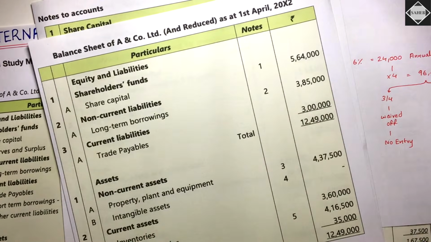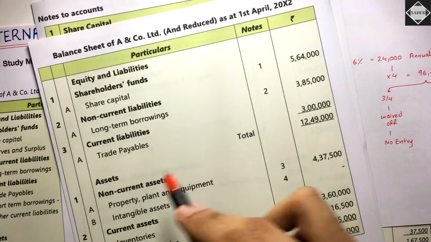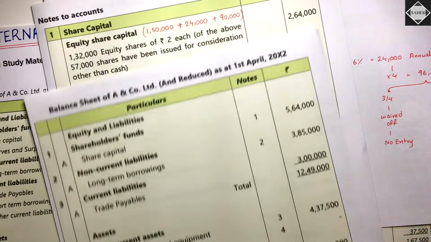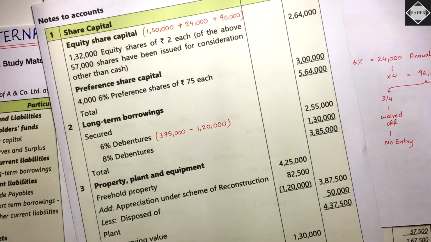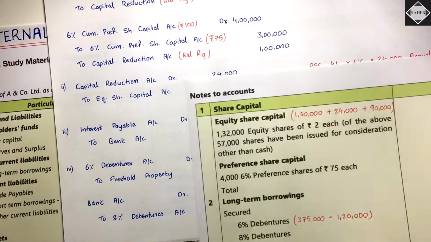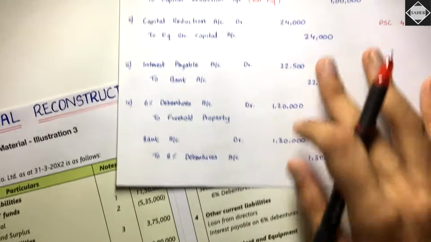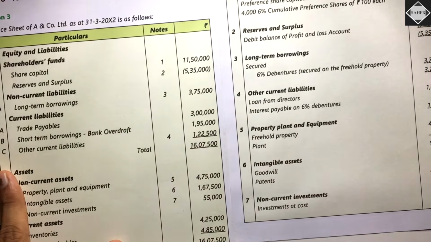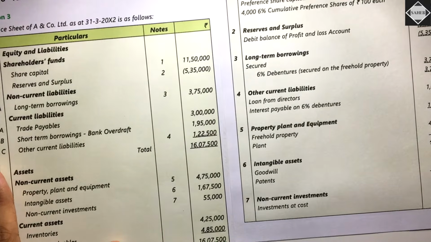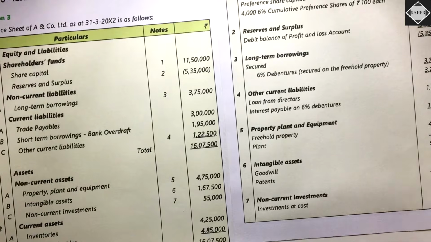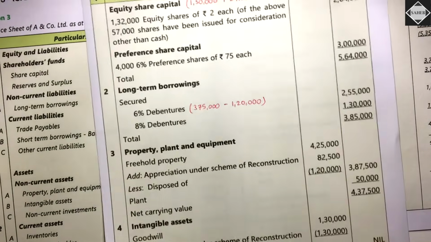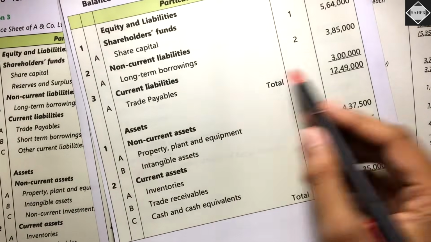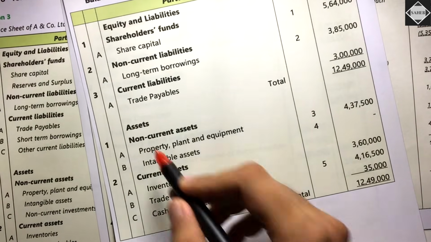Simple, easy. Next you have current liabilities, trade payables. How is it 3 lakhs? It's really simple. In trade payables, what was there? In the old question, there was 3 lakhs. Now also it's 3 lakhs. There is no difference at all because there was no adjustment regarding that. Trade payables is same only. So there is no note in that. Just move on. Assets.